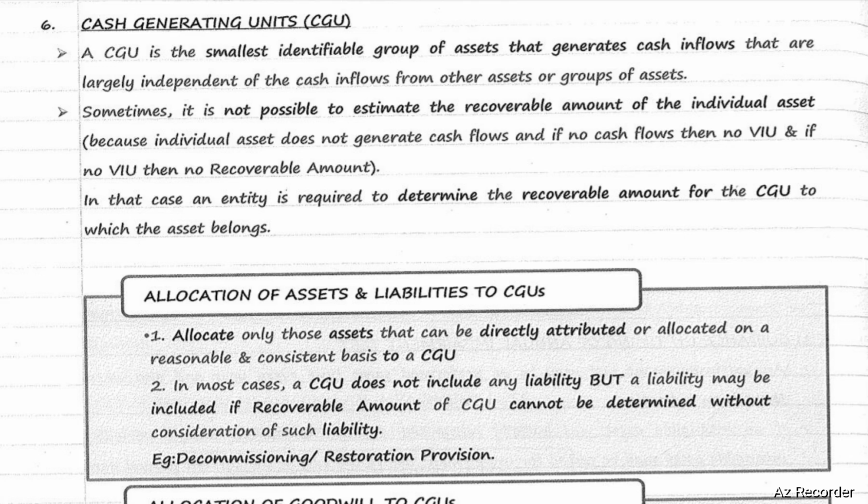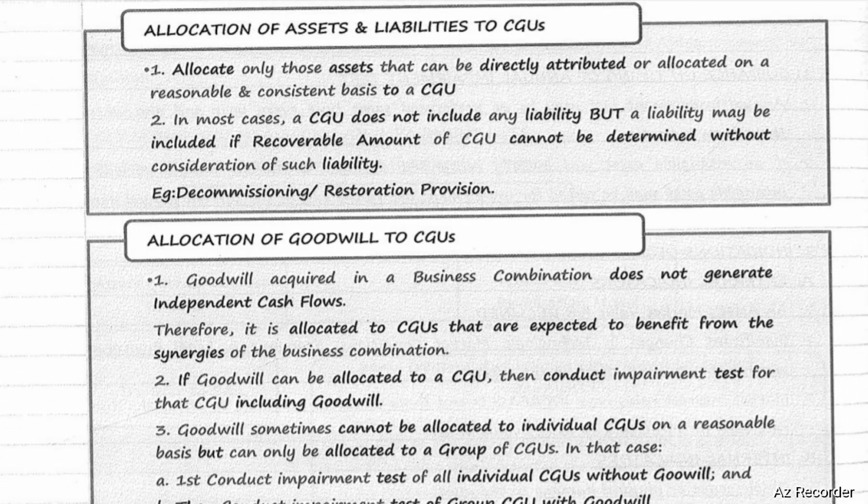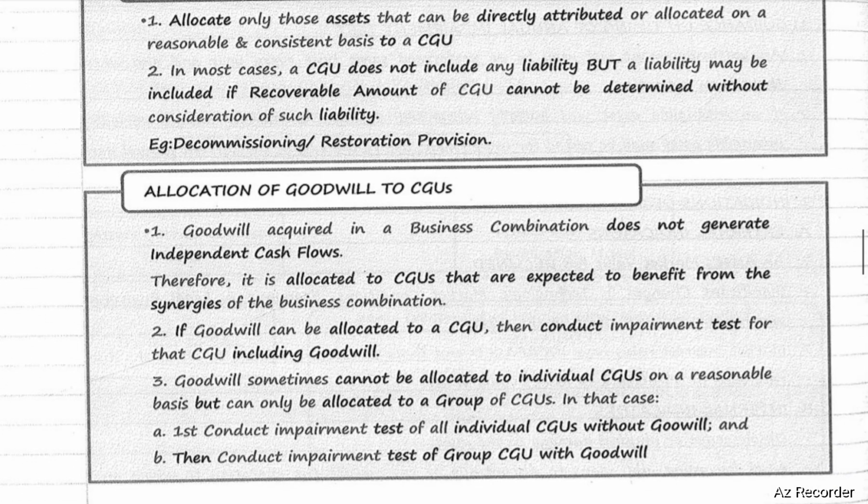In that case, an entity is required to determine the recoverable amount for the CGU, cash generating unit, to which the asset belongs. Allocation of assets and liabilities to CGUs. There are two steps. First one, allocate only those assets that can be directly attributed or allocated on a reasonable and consistent basis to a CGU. Second, in most cases, a CGU does not include any liability, but a liability may be included if the recoverable amount of the CGU cannot be determined without consideration of such liability. Example, decommissioning or restoration provision.